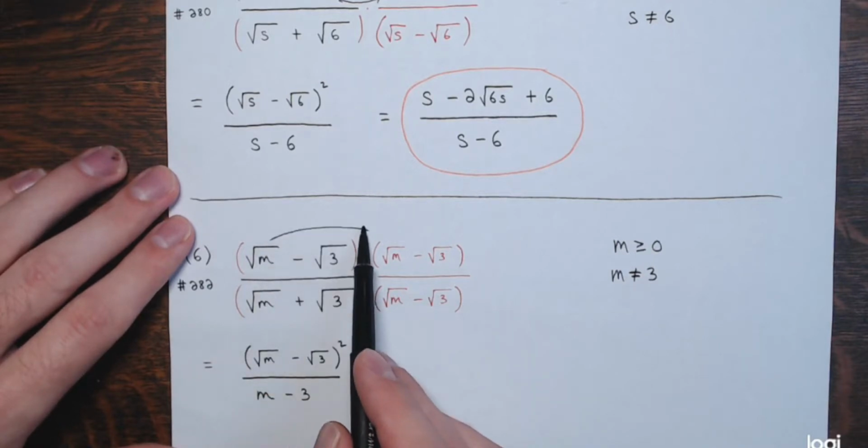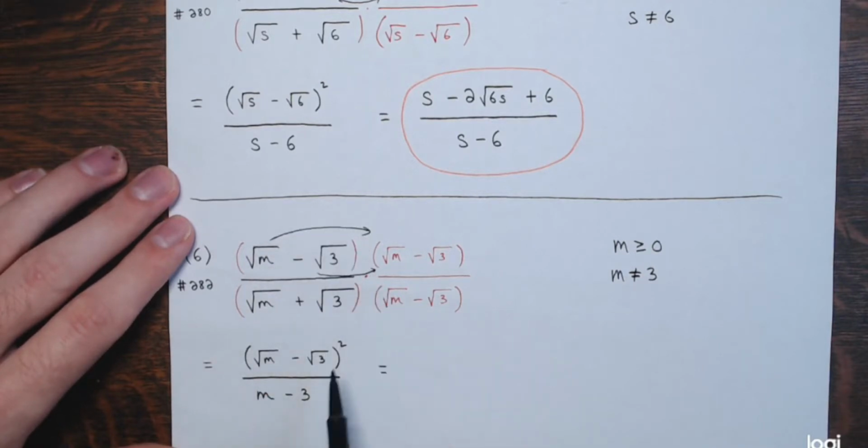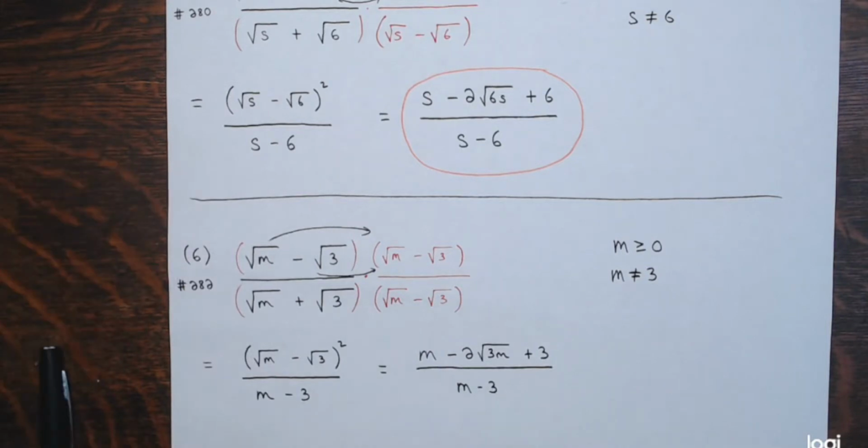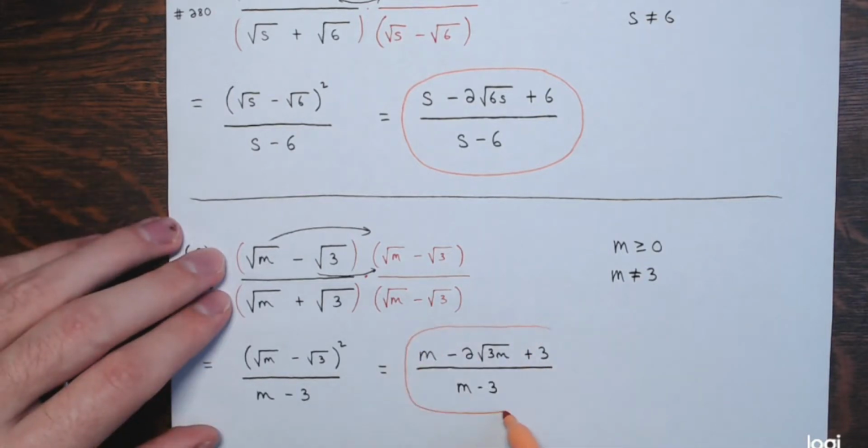Or if you multiply the top out, distribute the square root of m, then distribute the negative square root of 3, do all the FOILing, you'd have m minus 2 times the square root of 3m, and then plus 3 in the numerator, and then m minus 3 in the denominator. Right? Again, rationalized denominator, right? The denominator doesn't have a radical anymore.